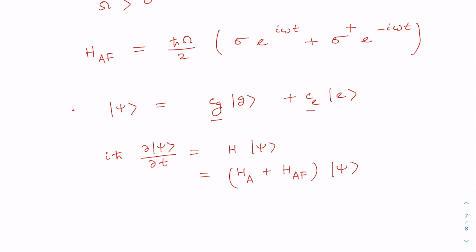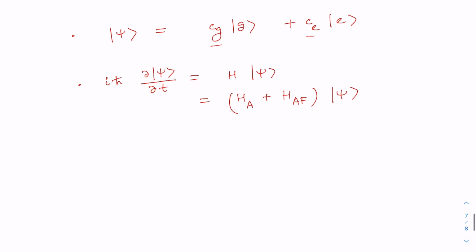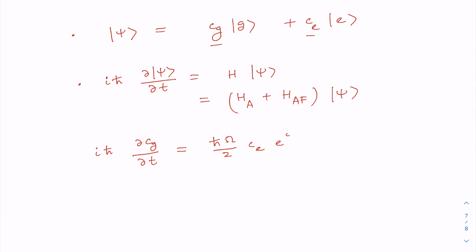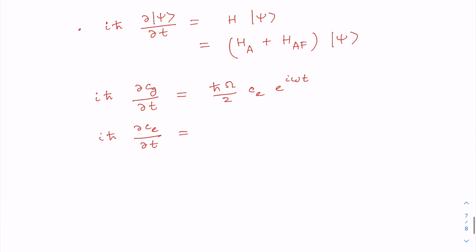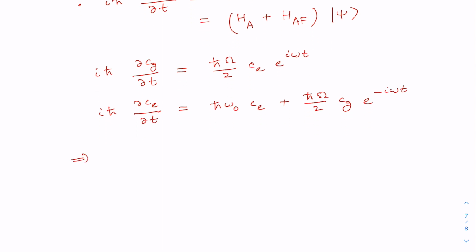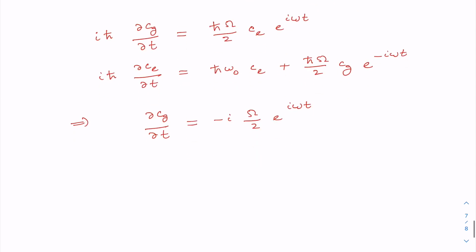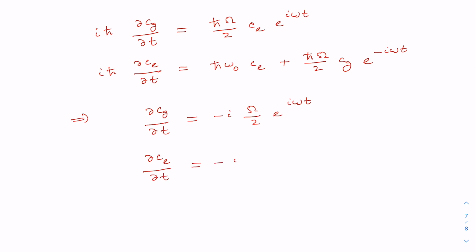Now if I use this state and then using this Schrodinger equation, we can obtain coupled differential equations for these coefficients, and we'll have i h cross del Cg del t is equal to h cross omega by 2 Ce e to the power I omega t, and we'll have del Ce del t is equal to h cross omega 0 Ce plus h cross omega by 2 Cg e to the power minus I omega t, or we can simply write del Cg del t is equal to minus I omega by 2 Ce e to the power I omega t, and del Ce del t is equal to minus I omega 0 Ce minus I omega by 2 Cg e to the power minus I omega t.